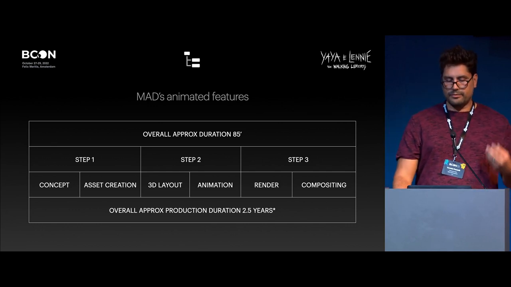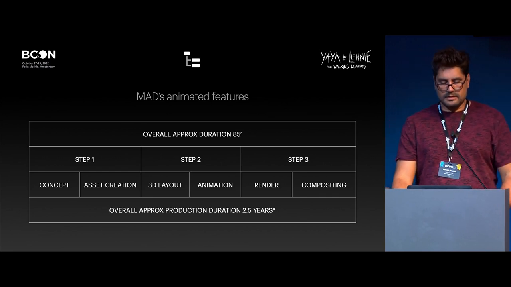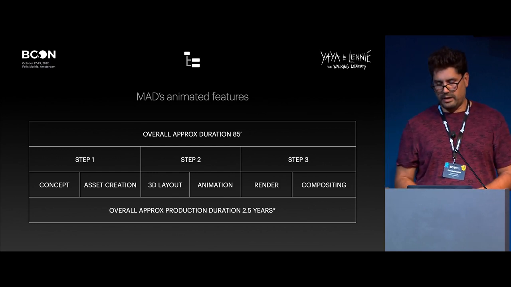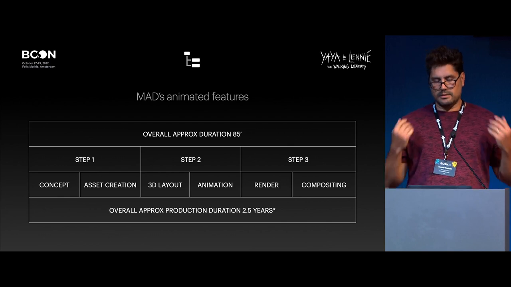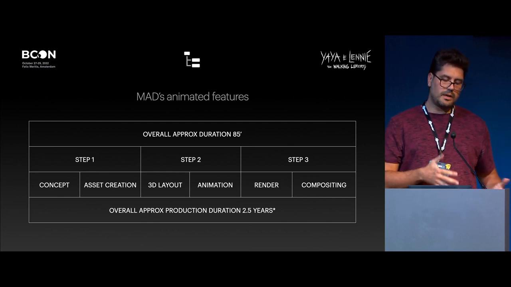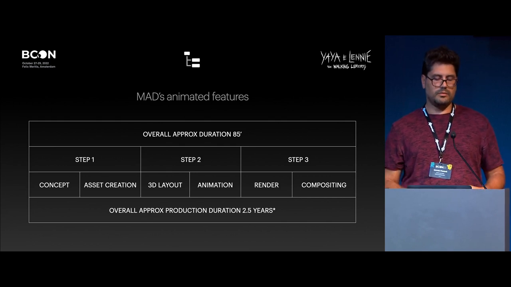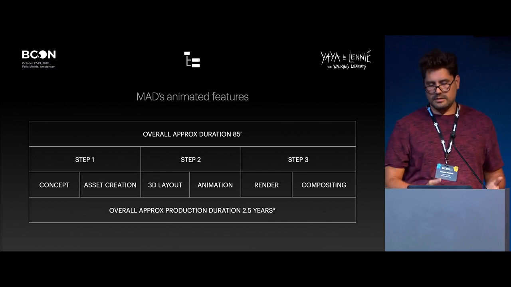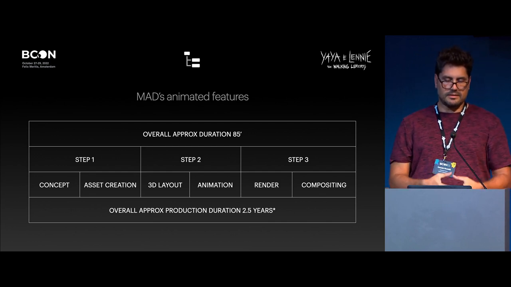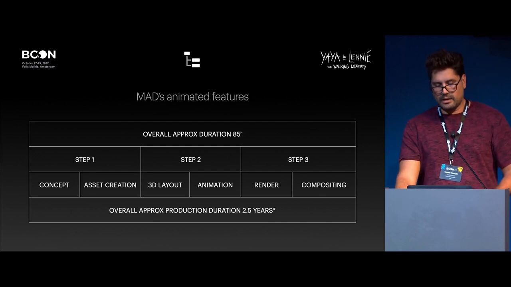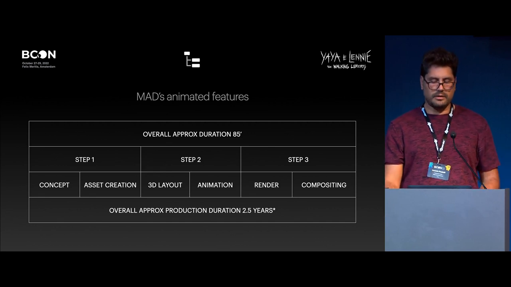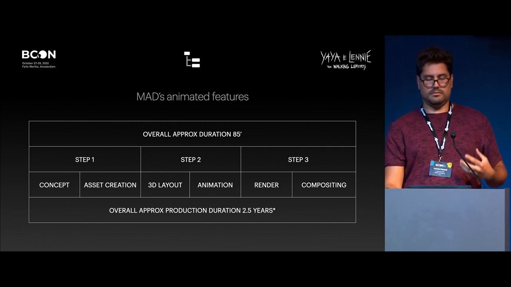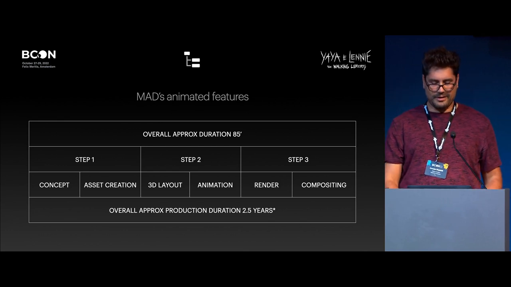So, our feature films, as you can see from this handy graph, generally take around 2.5 years to make. And you can very broadly divide them into three steps. The first step is the creation step, where you make all the concepts and you create all the assets that you need to use in the second step, that is a 3D layout phase, where you put all the stuff inside the same file, and then you can animate it. And it all comes down to a third step, where you render and composite everything. We use heavy compositing for our feature films to get a distinctive look.